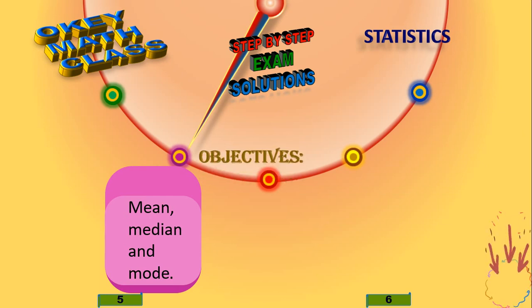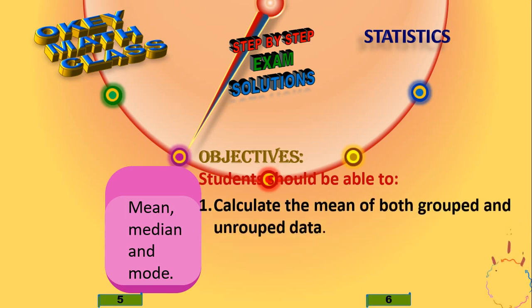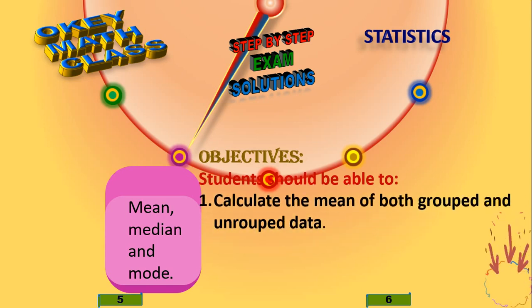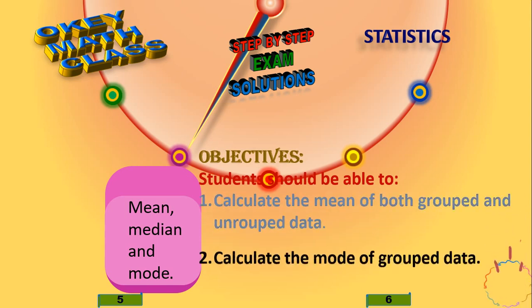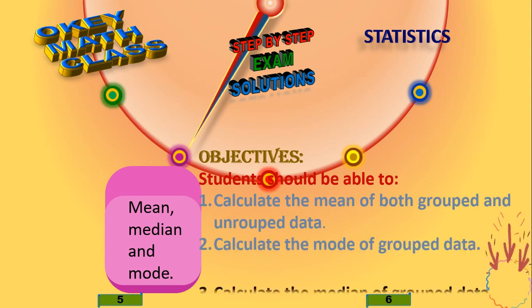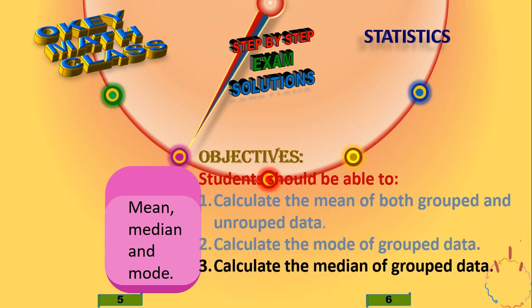Our objectives are: 1. To calculate the mean of both grouped and ungrouped data. 2. To calculate the mode of group data. 3. To calculate the median of group data.